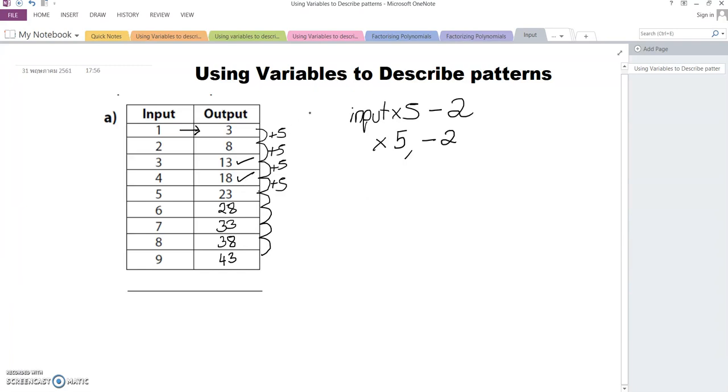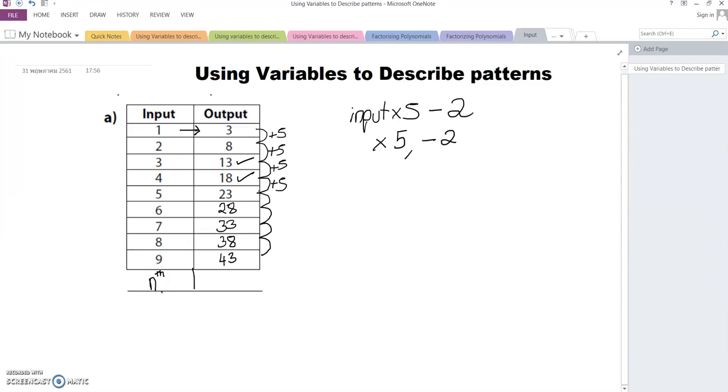Now we will be describing it with a variable. Let us say we want to find the nth term. We don't know what this term is, but we want to find the nth term. So what did we do here? Let's say for input 7, we took 7 multiplied by 5 and subtracted 2. If we have 8, 8 multiplied by 5 minus 2. If we have 9, we have 9 multiplied by 5 minus 2. If we have 10, we will have 10 multiplied by 5 minus 2.